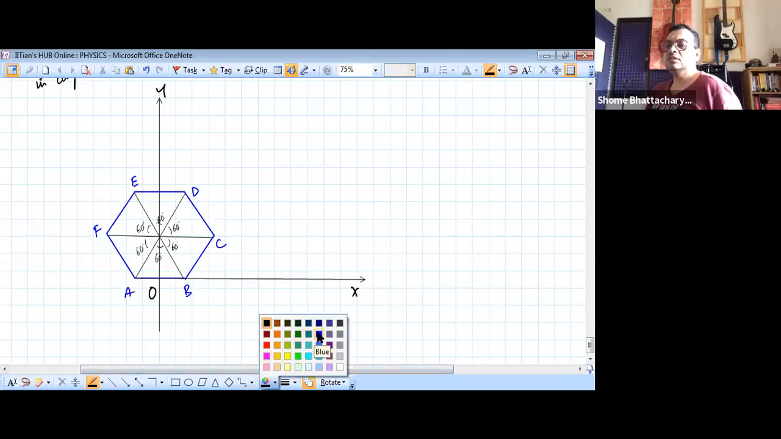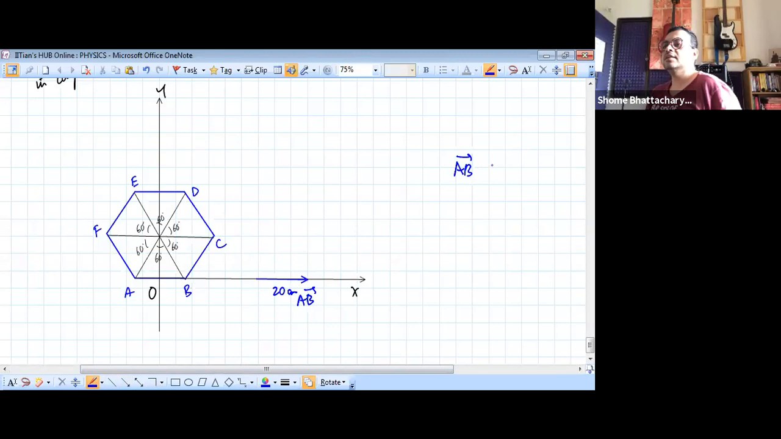So this line AB, you can see it is along the x-axis. So the vector AB would be 20 centimeters along the x-axis. So I can write the vector AB as 20 i cap. Now similarly, what about the vector BC? For the vector BC, you consider this right angle triangle. These are equilateral triangles, so all angles are 60 because they are all equilateral triangles. So this angle is also 60.